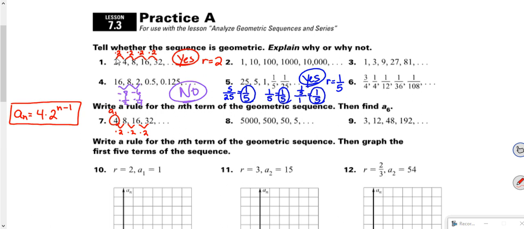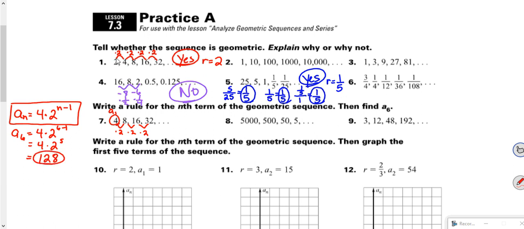And then you can either put the 2 in parentheses, or since it's not an ugly fraction or anything, I just use the dot. Either way is fine. Then the 6th term, of course, would be 4 times 2 to the 6 minus 1, which is 4 times 2 to the 5th. Well, 2 to the 5th, if you all remember, is 32 times 4. That would give us 128.